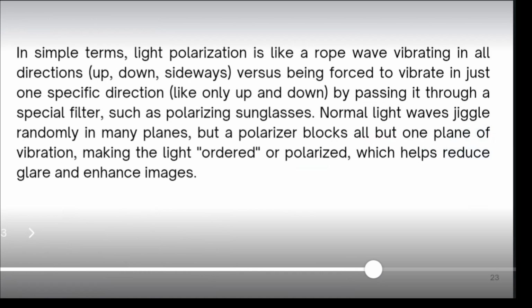In simple terms, light polarization is like a rope wave vibrating in all directions, up, down, sideways, versus being forced to vibrate in just one specific direction, like only up and down, by passing it through a special filter such as polarizing sunglasses. Normal light waves jiggle randomly in many planes, but a polarizer blocks all but one plane of vibration, making the light ordered, or polarized, which helps reduce glare and enhance images.